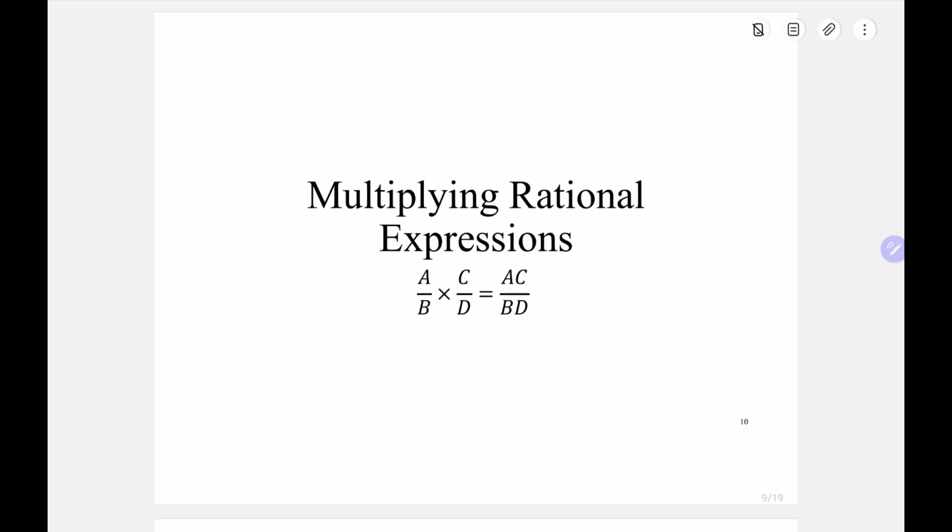So next we're going to look at multiplying rational expressions. And so this is kind of the form that it is. We have a over b times c over d, which is equal to ac all over bd. And so typically I would say, if it helps, label each of them a, b, c, d, and then factor each one of them individually, and then do all of your canceling and then solve.